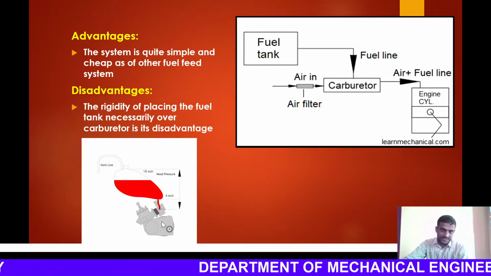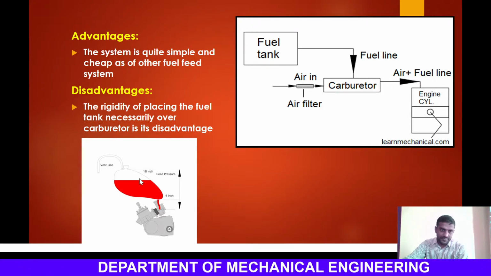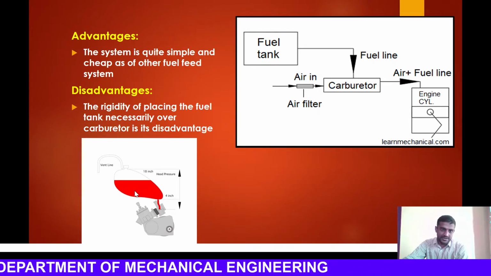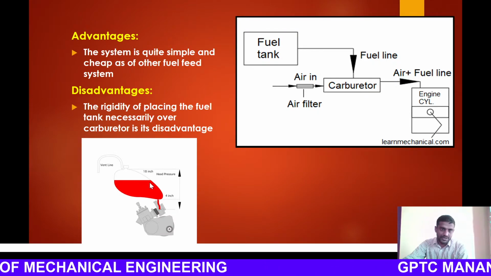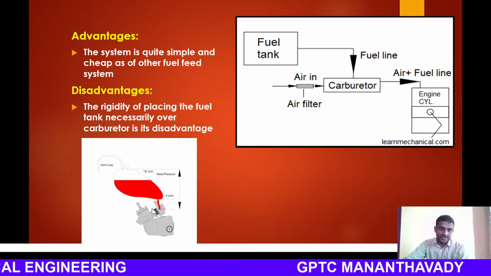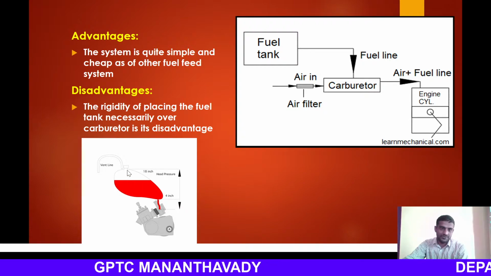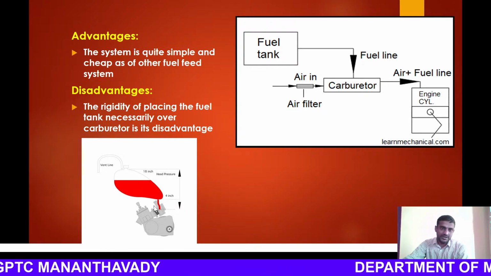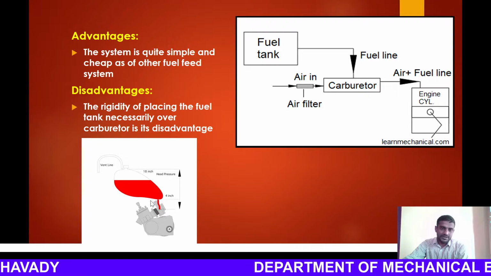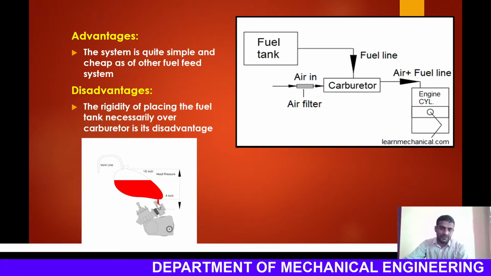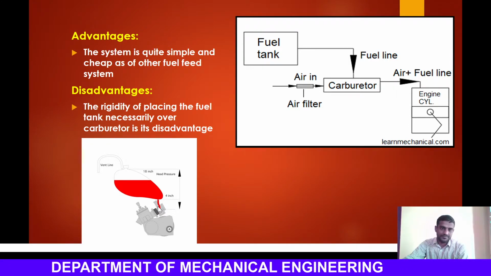Here you can see that this is the carburetor and this one, the red one, is the tank. The tank is connected to this carburetor and it is placed at the highest position. The fuel from the fuel tank gets to the carburetor under the effect of gravity. You can see.